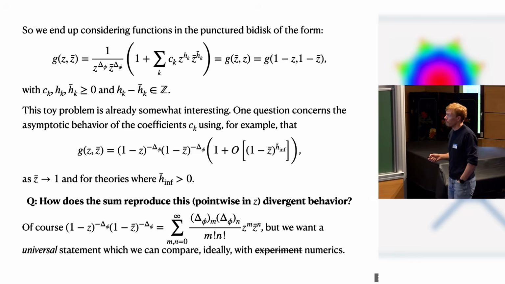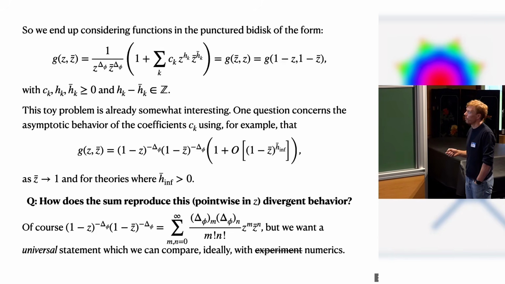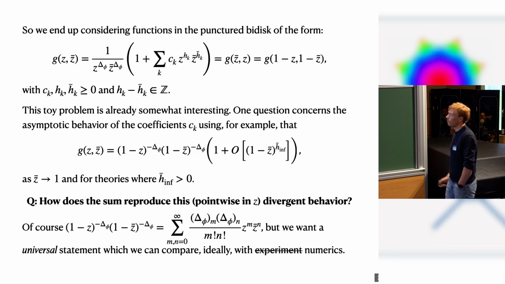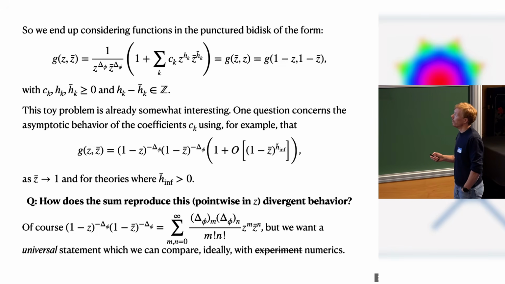One question that we'll talk about, a sort of motivating example that I'll come back to at the end of the talk, concerns the asymptotic behavior of these coefficients c_k, for example in some limit where h bar becomes very large.